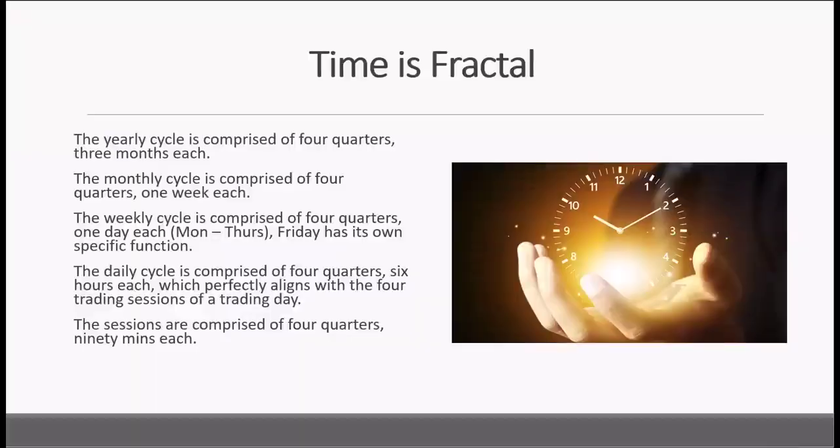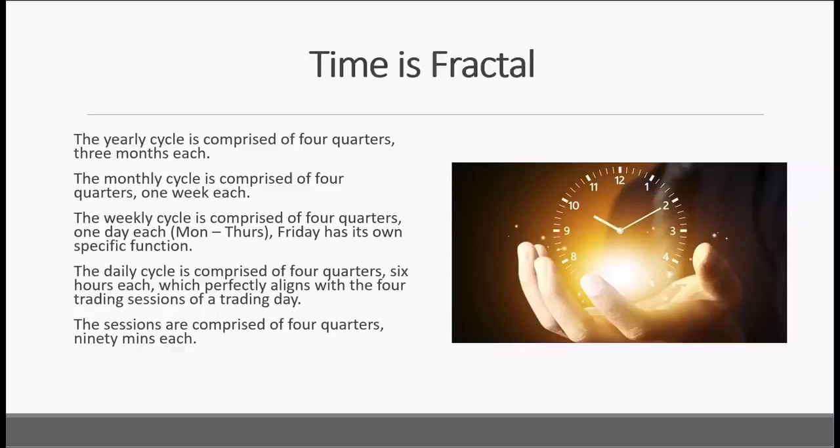Before being able to implement this theory into your trading, you must first understand that time is fractal. The yearly cycle is comprised of 4 quarters, 3 months each. The first quarter is January to March. The second quarter is April to June. The third quarter is July to September. And the fourth quarter is October to December.